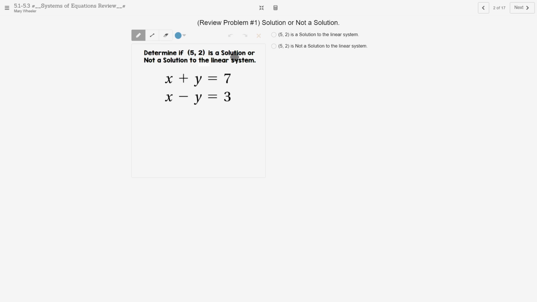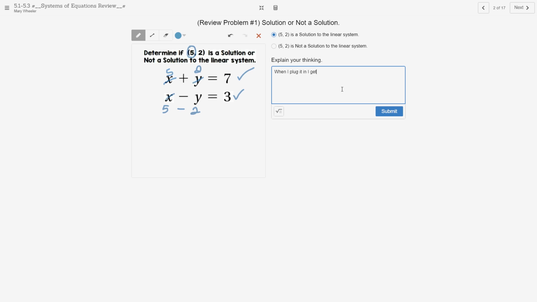So determine if (5, 2) is a solution. Well, you're going to put in 5 for x, 2 for y. 5 plus 2 is 7. 5 for x, 2 for y. 5 minus 2 is 3. So that is a solution. My thinking, when I plug it in, I get 2 correct statements. Go ahead and submit that.